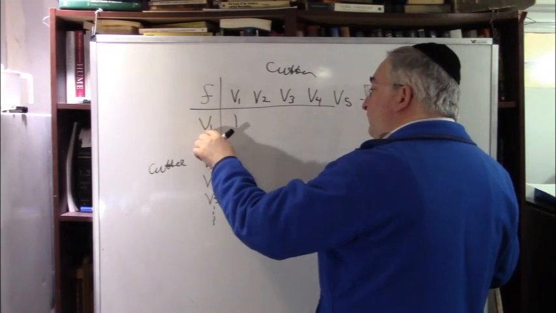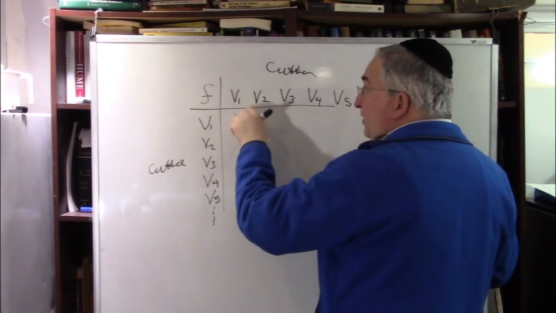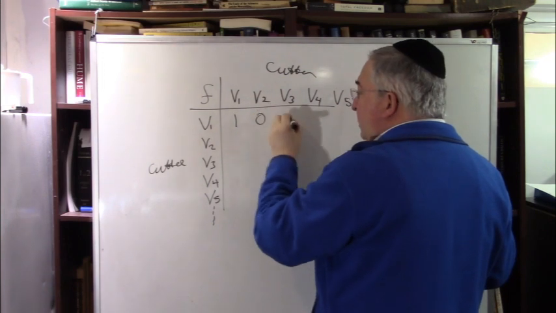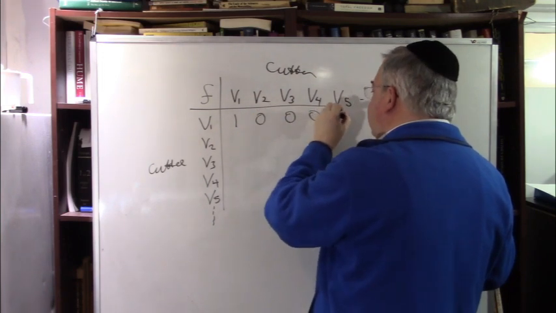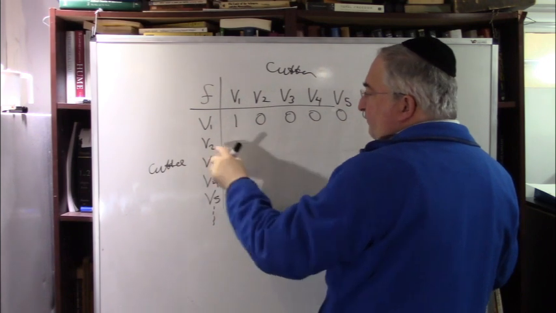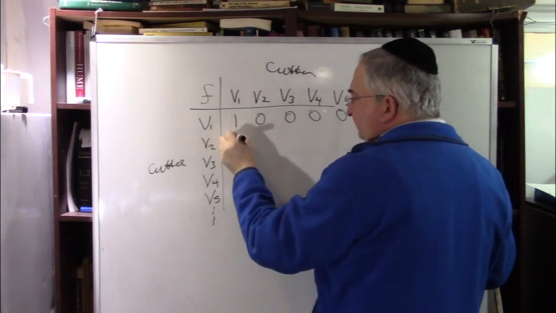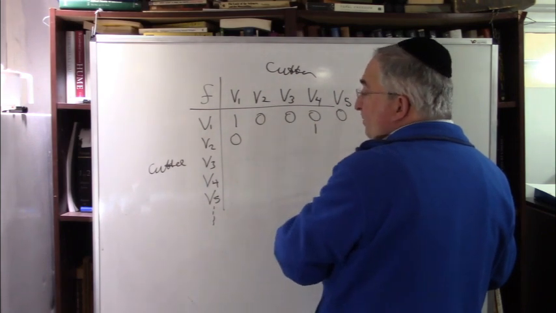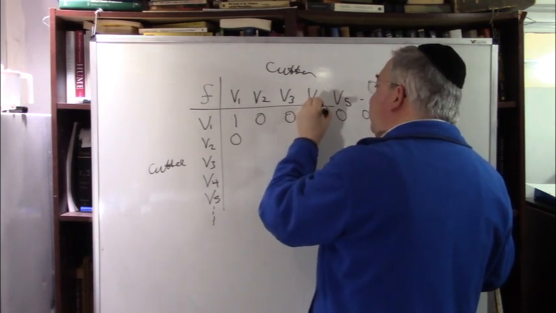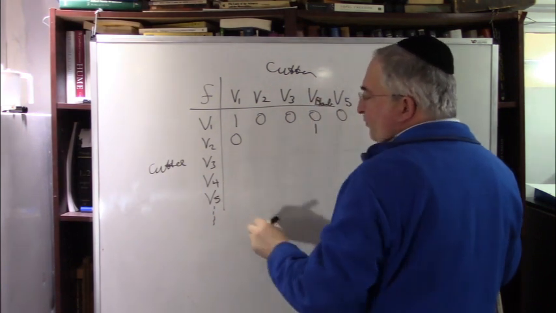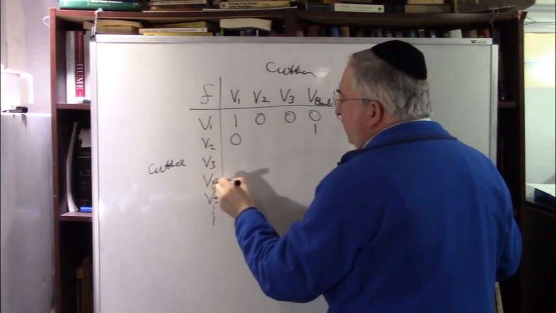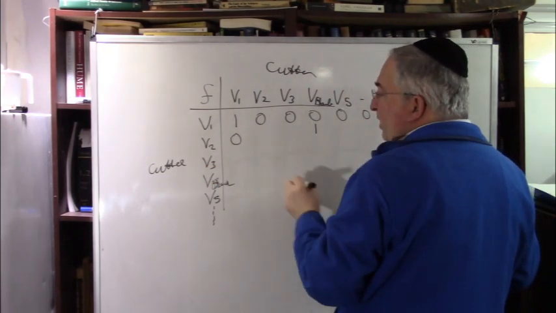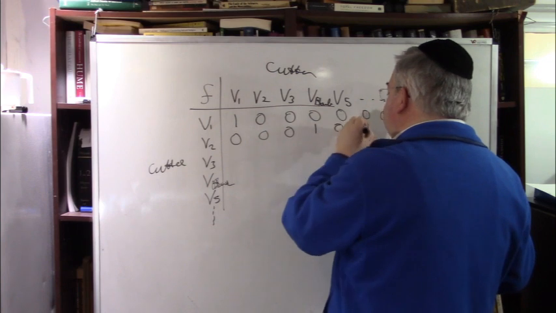So V1 cuts his own hair. That means V1 does not go to this guy, he does not go to this guy, he does not go to this guy, and so on. V2 doesn't go to V1. Let's say V2 goes to the barber. Let's imagine for a second that V4 is the barber. So V2 does not cut his own hair, he goes to the barber, which means everything else is 0.